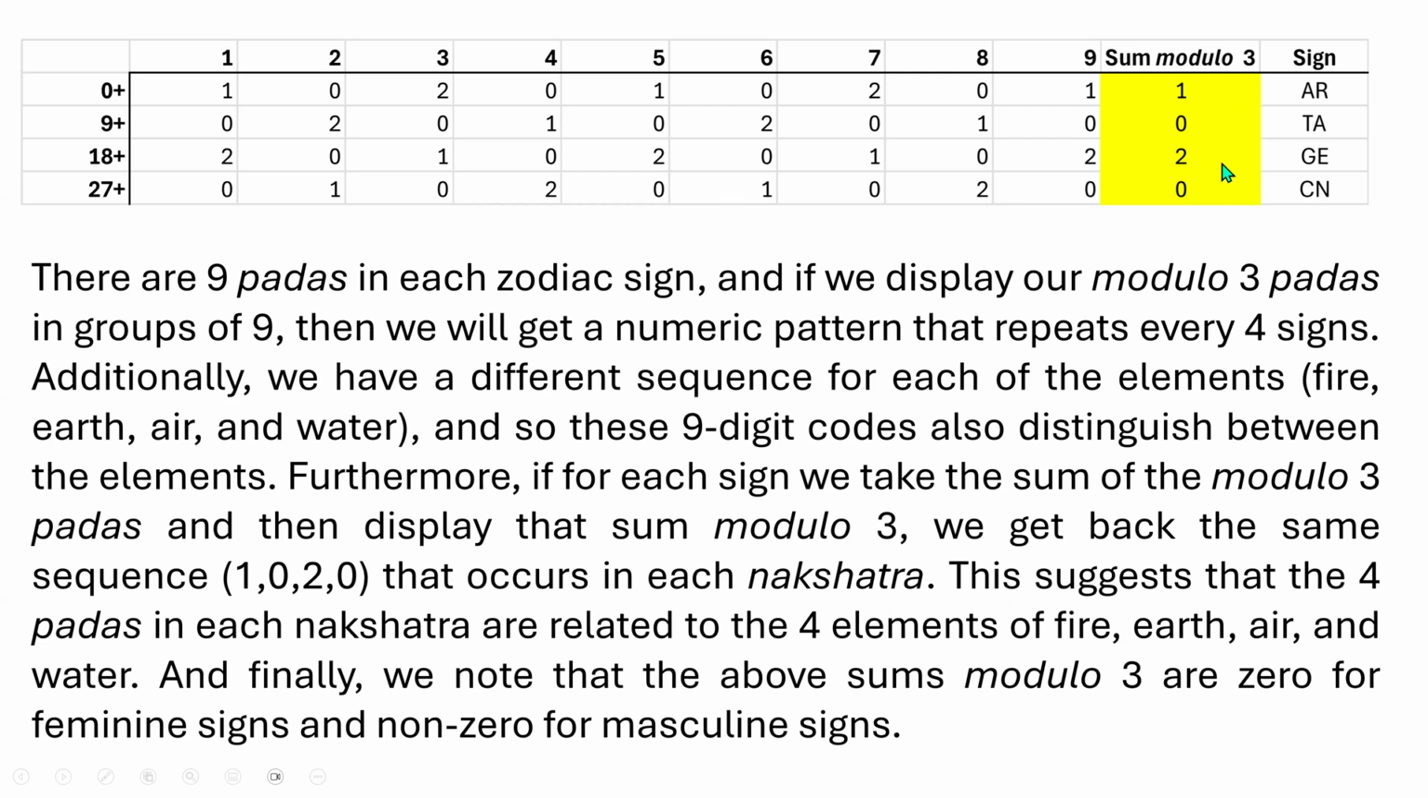So within our analysis of these nakshatras, we find not only this connection between the Fibonacci sequence and the padas and nakshatras, we also find more patterns for the 4 elements and also a pattern that distinguishes between positive signs and negative signs. Very, very interesting.